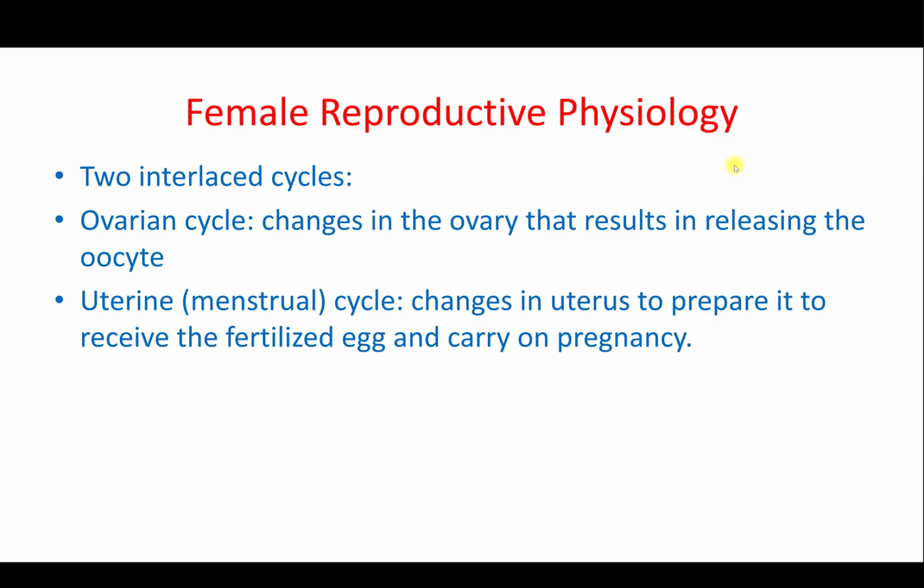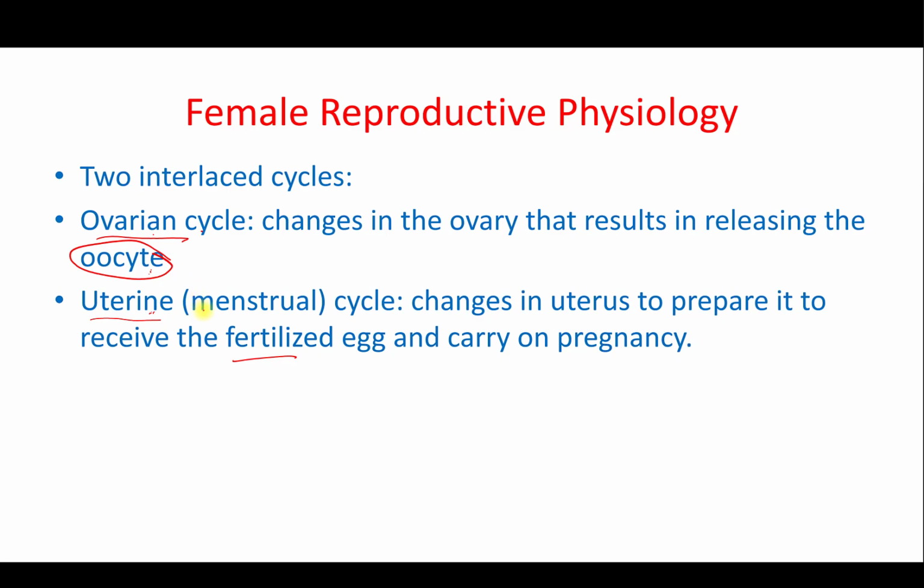For the female reproductive physiology, we have two cycles happening at two different places and for two different reasons. We have the ovarian cycle. The ovarian cycle is the changes happening in the ovaries in order to release the oocyte, or the egg. And then we have the uterine cycle, sometimes we call it the menstrual cycle. Those are changes happening in the uterus in order to prepare for the oocyte, especially if the oocyte is fertilized.